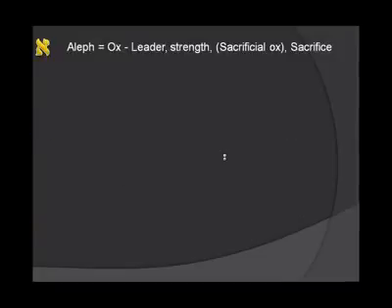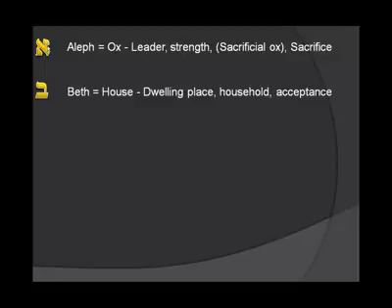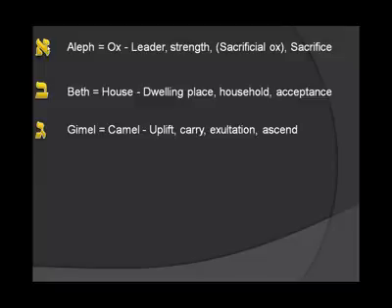Now there is Aleph that we've just seen. It's the picture of an ox. It speaks of a leader or strength or the sacrificial ox or a sacrifice. Then we get Beth with a picture of a house. It speaks of a dwelling place, a household or acceptance. Gimel is the picture of a camel. It speaks of uplifting, carrying, exaltation or to ascend.